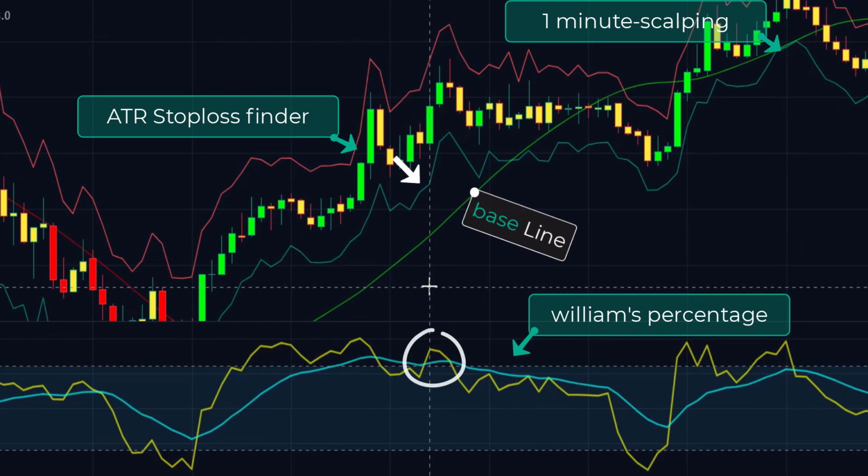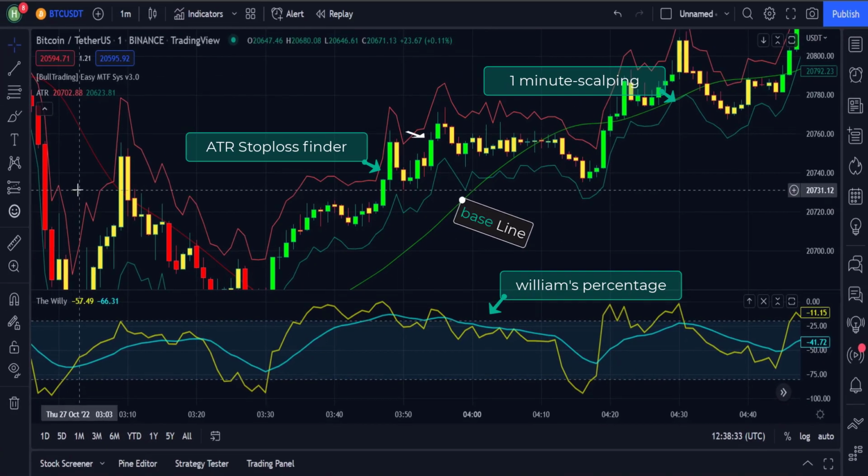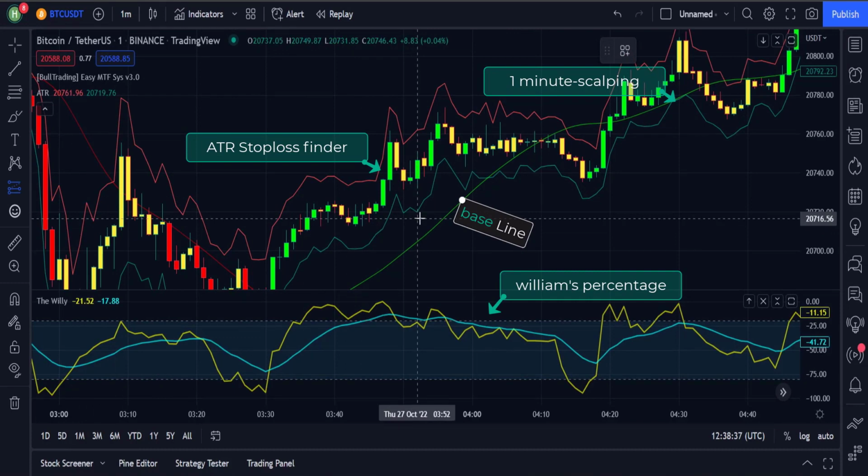This happens when the yellow line crosses above the blue line. And the last condition will be to have our candlestick colored in green. If the Williams percentage issues a new buy signal, but the candlestick is still yellow, we're going to wait for a green candlestick. Okay, so we see all our conditions are met, so we will place a buy order at this candle.